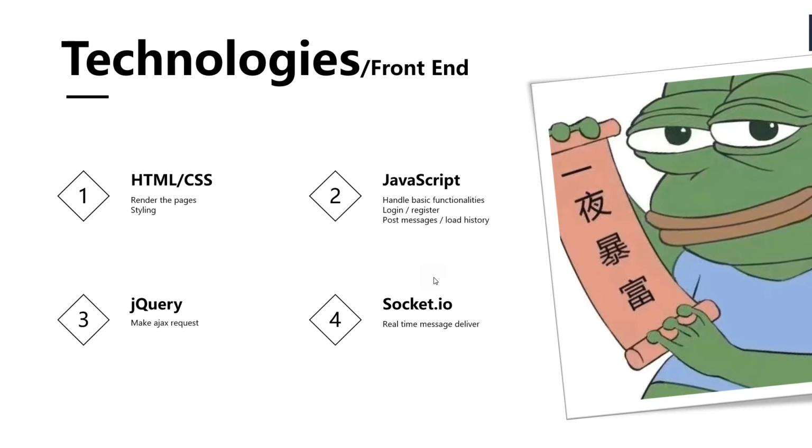Now I'm going to introduce the technologies I used. For front-end, I use HTML and CSS to render the page and the styling. I use JavaScript to handle basic functionalities such as login and register, post messages, and load history. I use jQuery to make AJAX requests. In addition, I also use Socket.io for real-time message delivery.